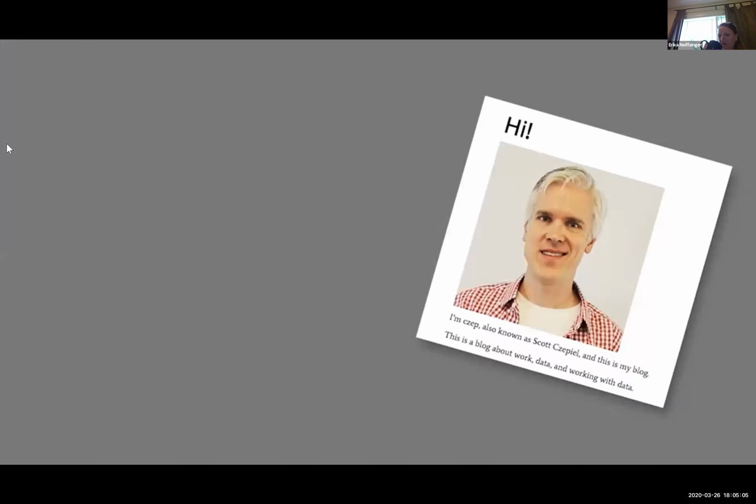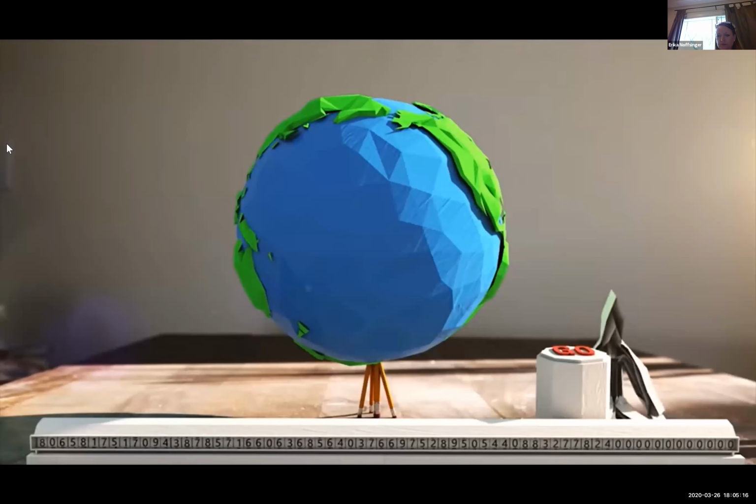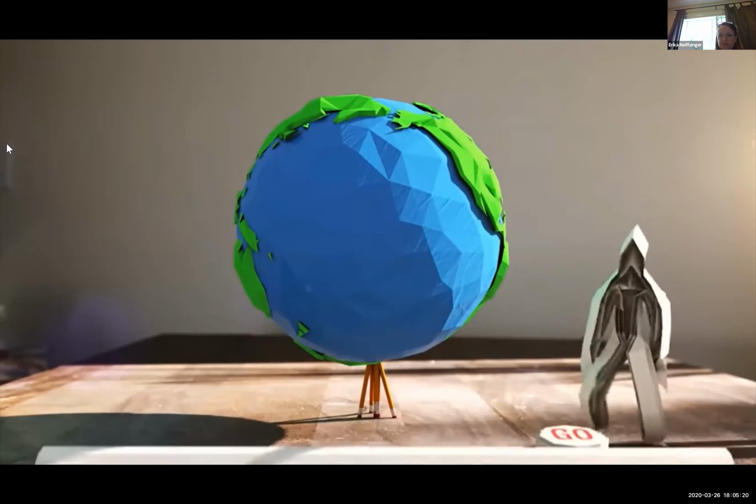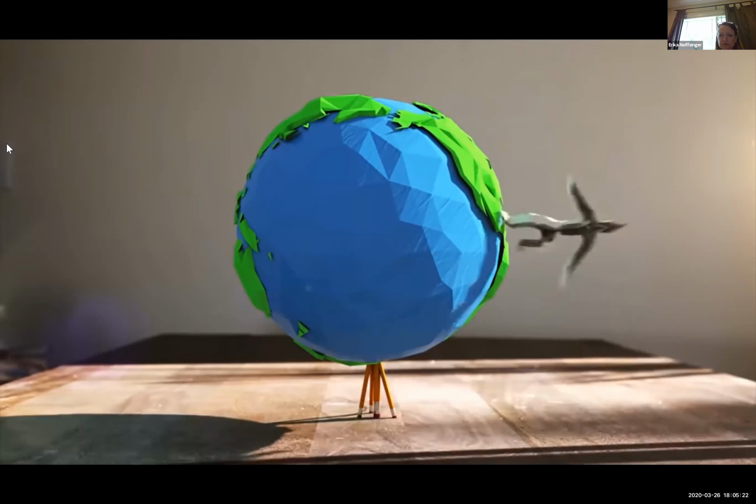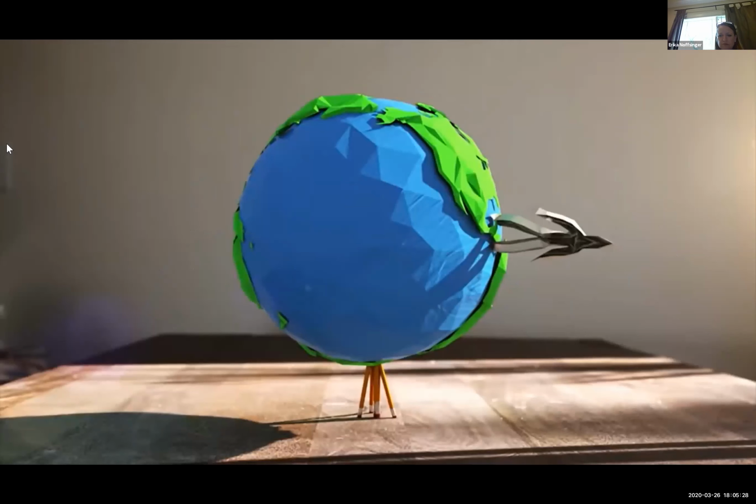Scott Cheefield wrote what, in my opinion, are some of the most mind-boggling visualizations of the size of 52 factorial. Imagine setting a timer to count down 52 factorial seconds. While the timer runs, stand on the equator and wait 1 billion years. After a billion years have passed, take a single step forward, and then wait another billion years before taking a second step, and so on.